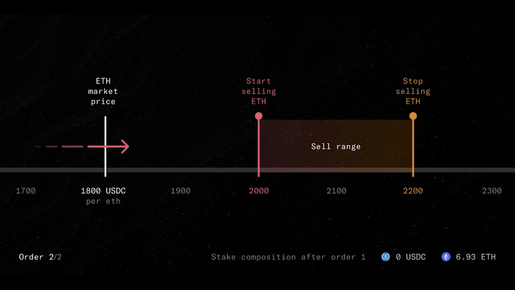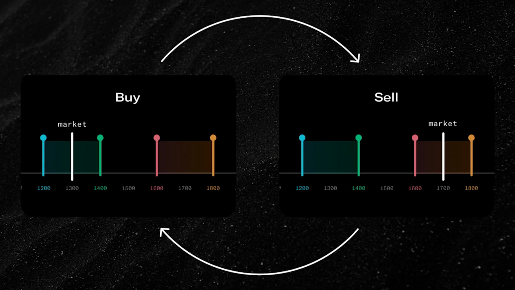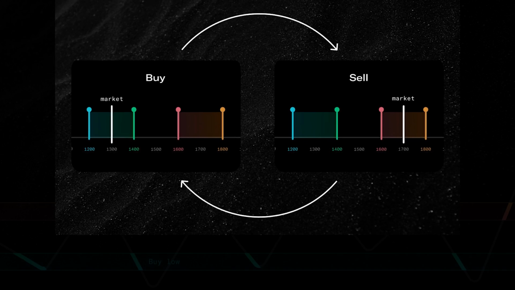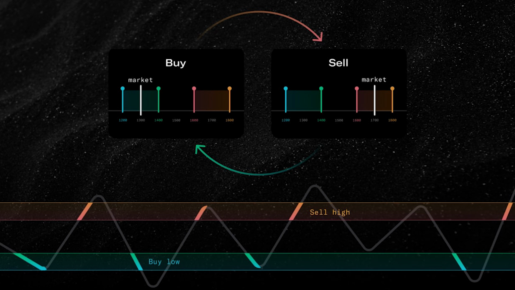This process is totally automated. If ETH spends the next year fluctuating between $1,000 and $2,000, Carbon will continue to execute this recurring trading strategy automatically. With no gas costs for the liquidity provider, Carbon will buy ETH when it dips below 1,200 and sell it when it spikes above 1,500.